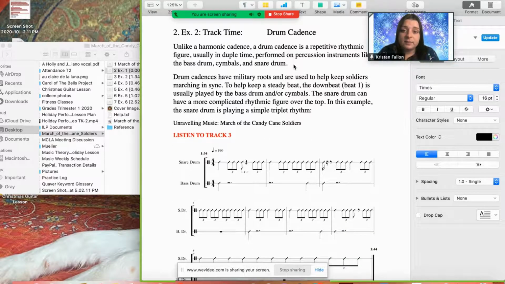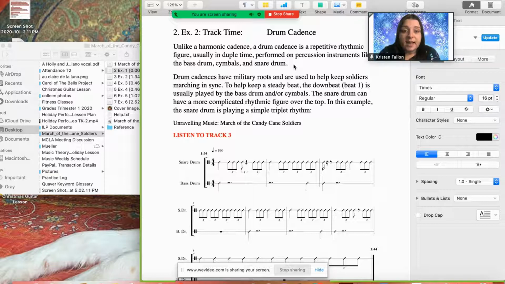The second event is called a drum cadence. So a drum cadence is a repetitive rhythmic figure, and it's performed on percussion instruments. So, for example, if you continued to repeat something over and over, that would be called a drum cadence because it's rhythmic. There's no notes involved, and it's the same rhythm over and over again.